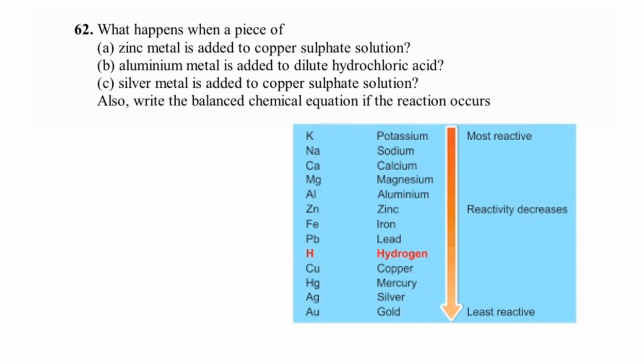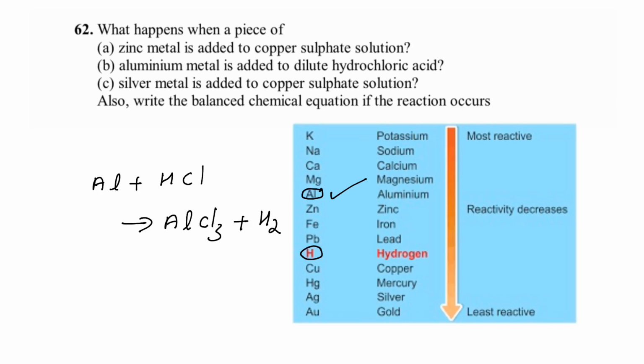Now check the second one. Aluminium metal means aluminium plus dilute hydrochloric acid, HCl. Now check who is on top, aluminium or hydrogen. On top you can see aluminium, right? So it undergoes reaction. You will get what? AlCl3 plus H2. You can balance it, that you can do by yourself. This is the basic reaction.